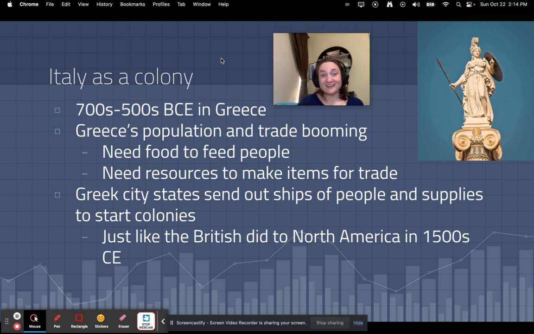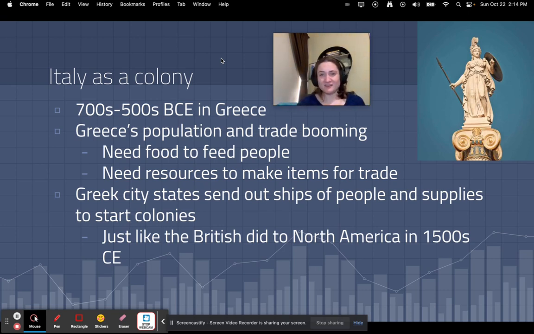All right, so Italy as a colony. From about the 700s to the 500s BCE, Greece's population was booming. There was a lot of trade, and they needed food to feed people. But like we said before, Greece's land isn't great for farming. So what they needed to do was send out ships and people and supplies to start colonies in nearby land. And as we saw on the map, Italy and Greece are really close. Italy was one of those colonies.